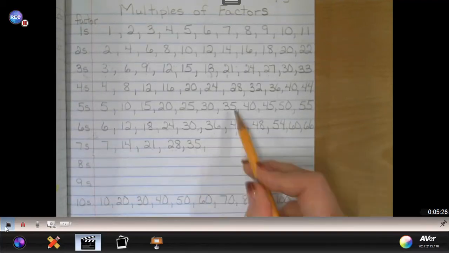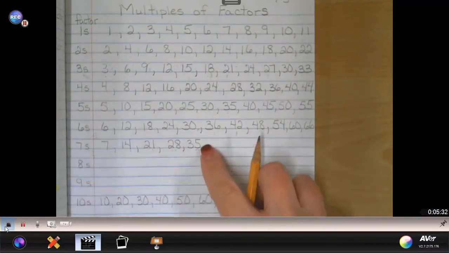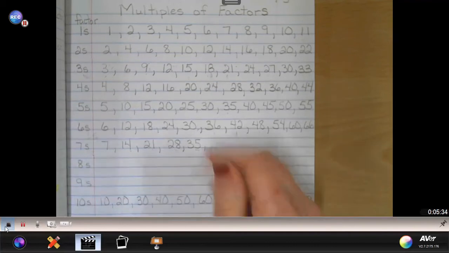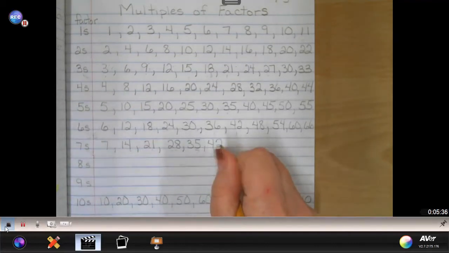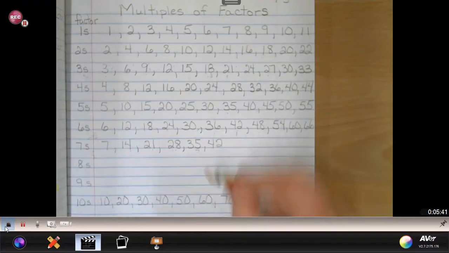5 groups of 7 is the same as 7 groups of 5. Okay? Add another group of 7. That's going to be 12. Add a 10. That's 42. So 6 groups of 7 is the same as 7 groups of 6.